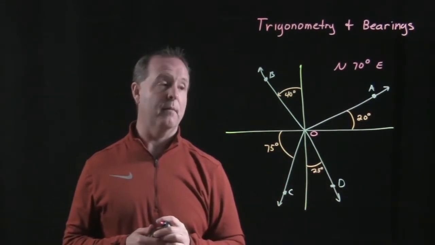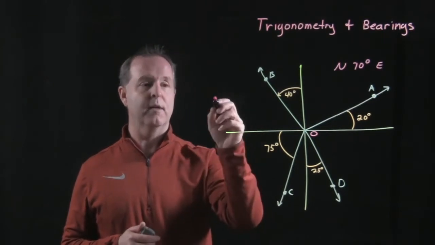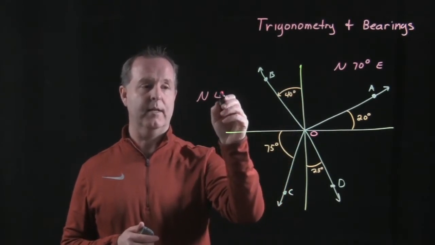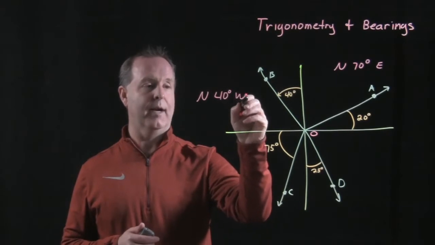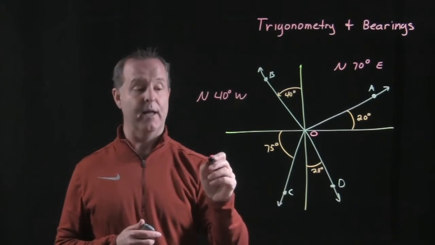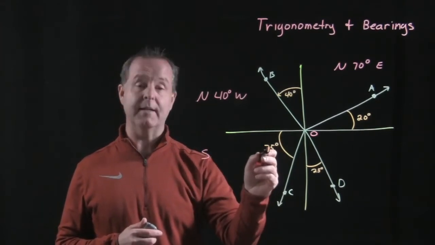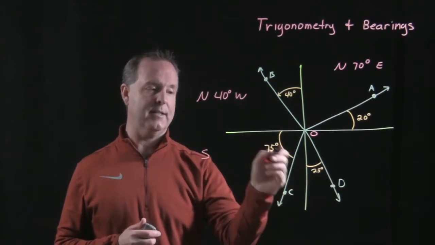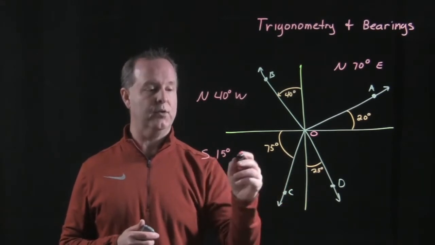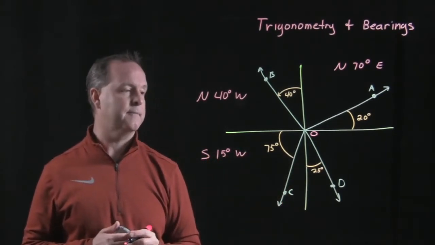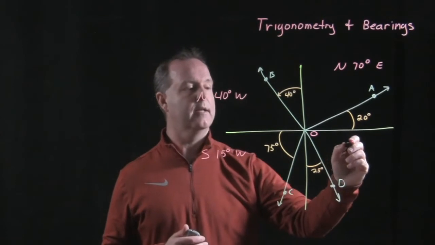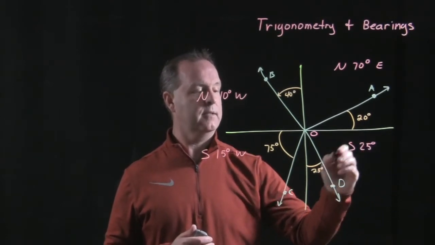All right, what about the bearing from O to B? Well, it's in the north direction again. The measured angle has to be from the y-axis. In this case, it's already labeled 40 degrees, and it's in the west direction. O to C, it is in the southern direction. The measurement is 75 degrees, but that's not measured from the y-axis, it's from the x. So the remaining has to be 15 degrees in the western direction. So south 15 degrees west. And then O to D, what do you think? I think you're right. South 25 degrees east.